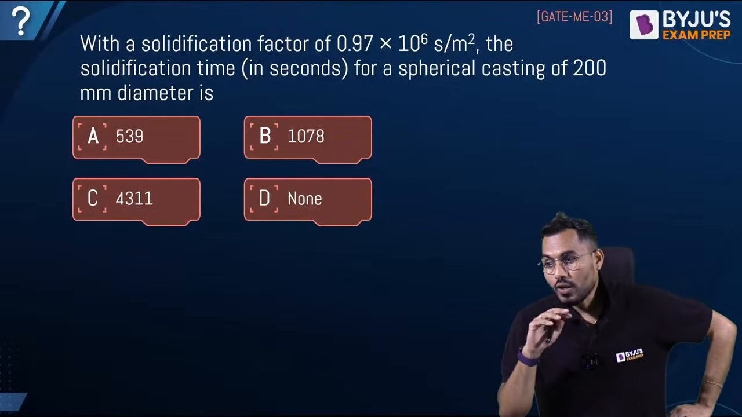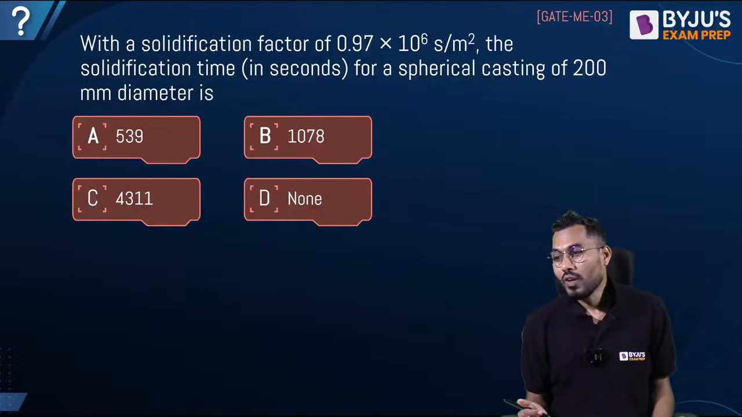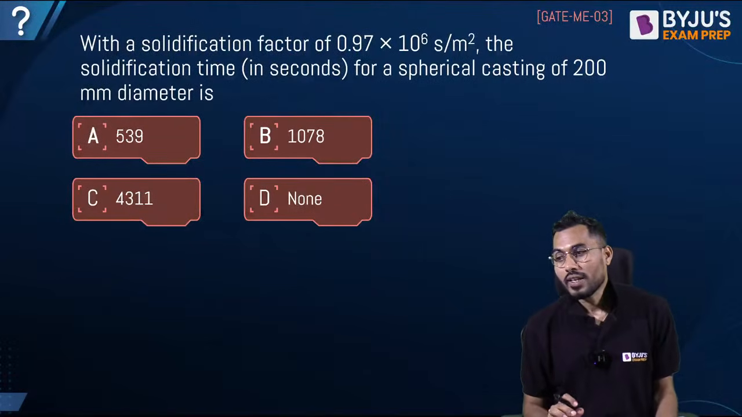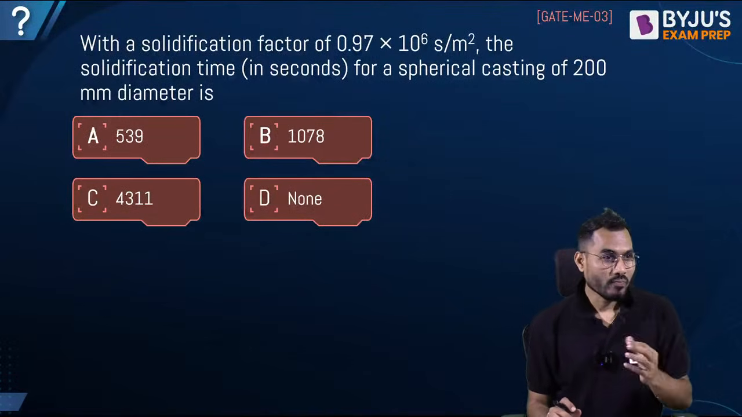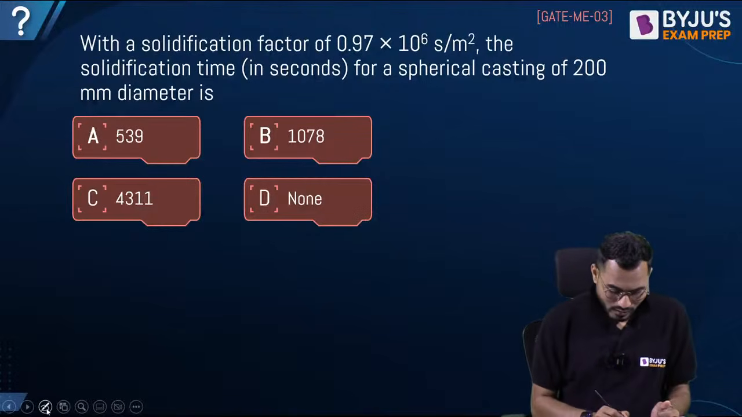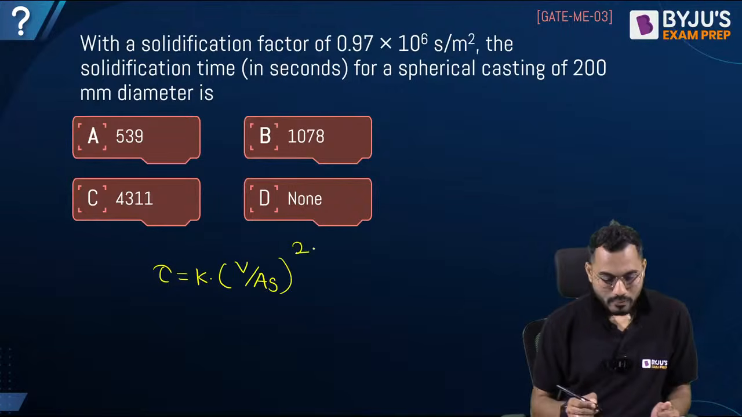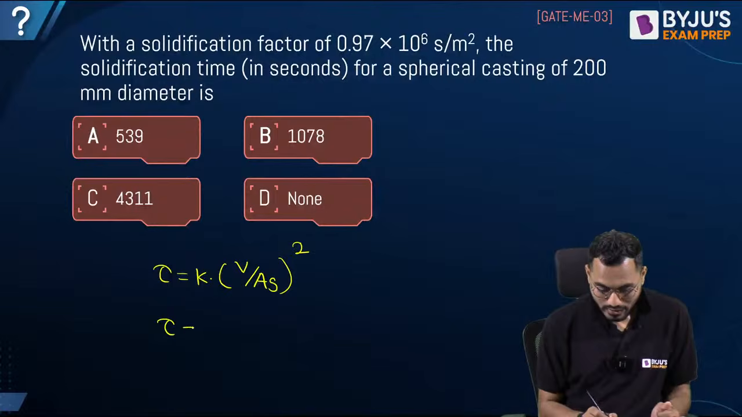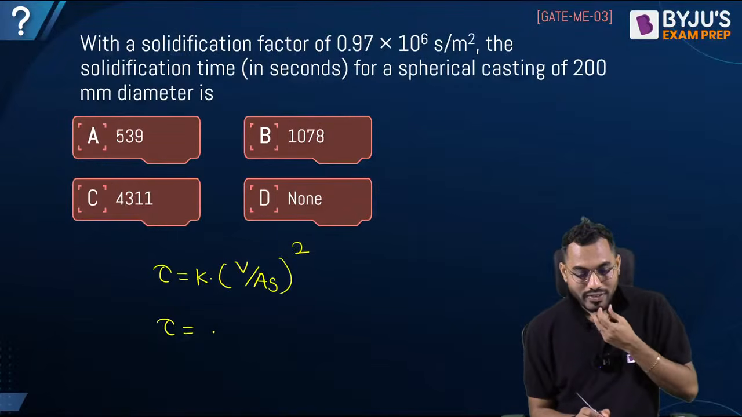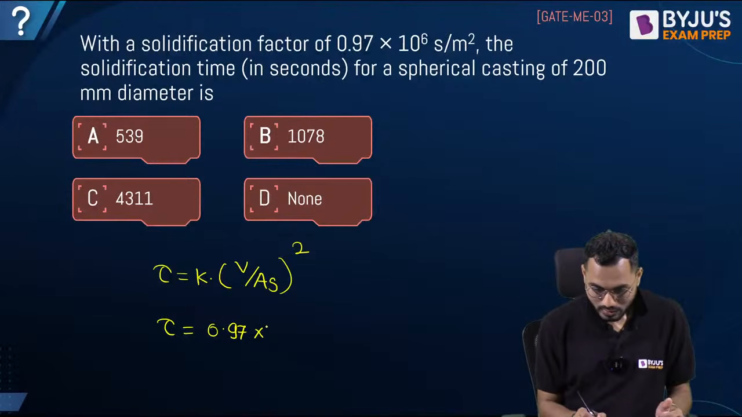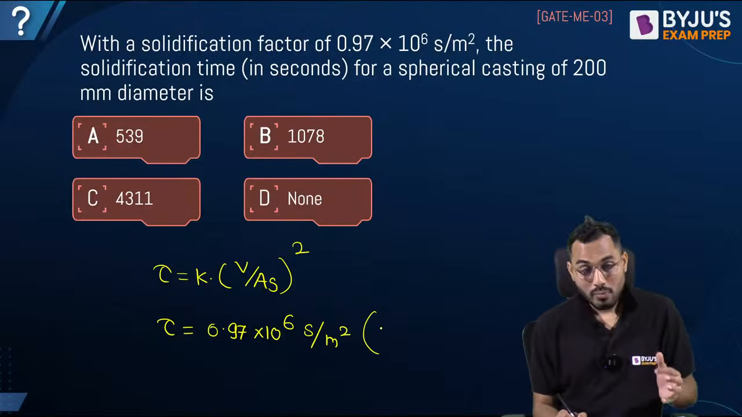So the solidification time in seconds for a spherical casting of 200 mm diameter is what? Sir, it's very simple. Solidification time is exactly equal to K into volume divided by surface area, whole square. So solidification time tau is exactly K. The value of K is given: 0.97 into 10 to the power of 6 second per meter square, multiplied by volume by surface area.